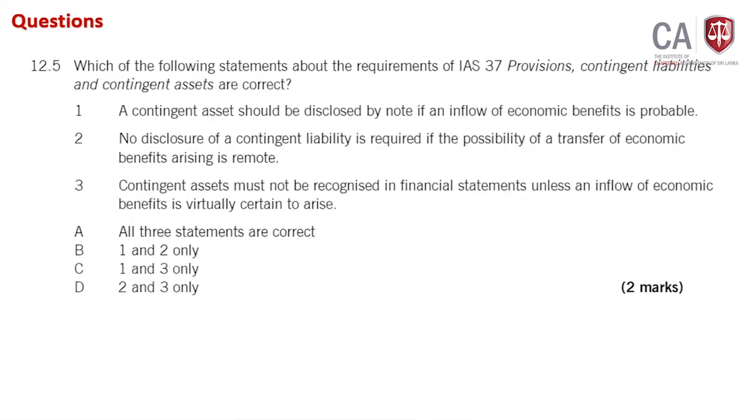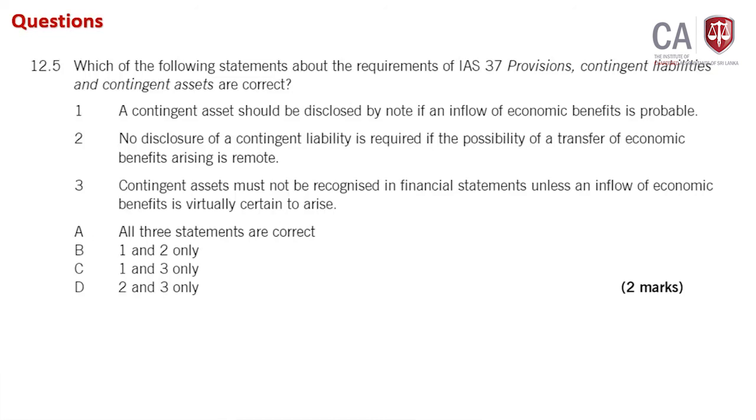Question number 5. Which of the following statements about the requirements of IAS 37? ACCA mentions IAS, but in your exam it will be LKAS 37: Provisions, contingent liabilities and contingent assets. They are asking for the correct statement. There are 3 statements, and you have to select the correct one.